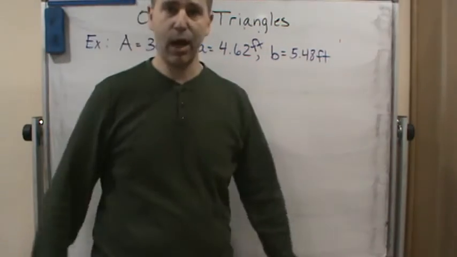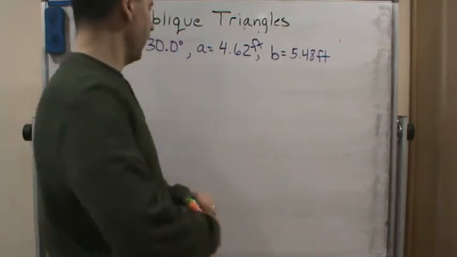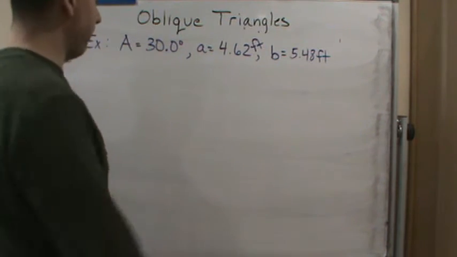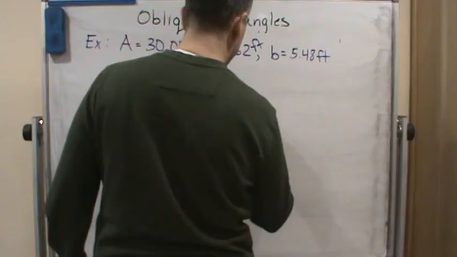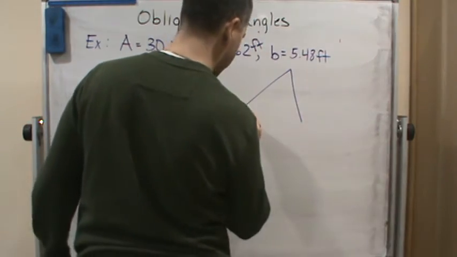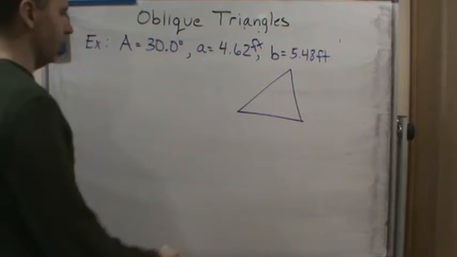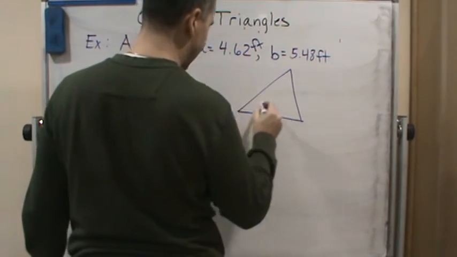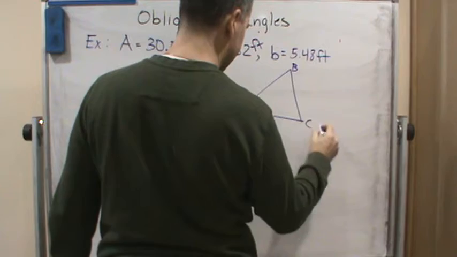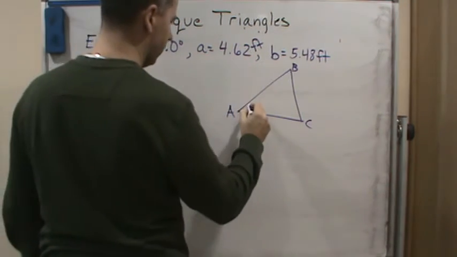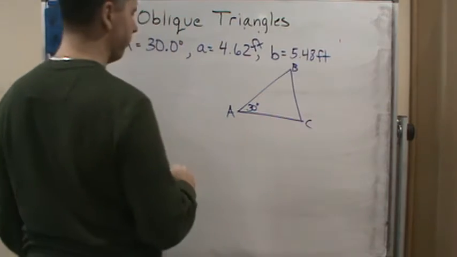Okay, welcome back, and now we're going to solve this triangle. The first thing I always do is sketch the graph of a triangle. So here's my triangle. It doesn't matter how I'm drawing it. Let's just label our vertices A, B, C. And so angle A is 30 degrees.